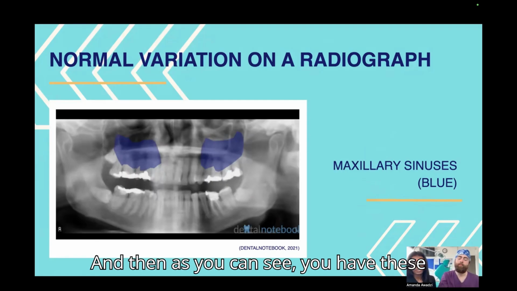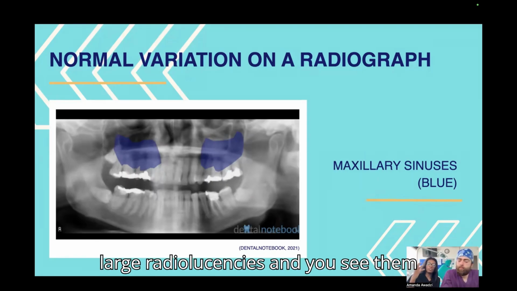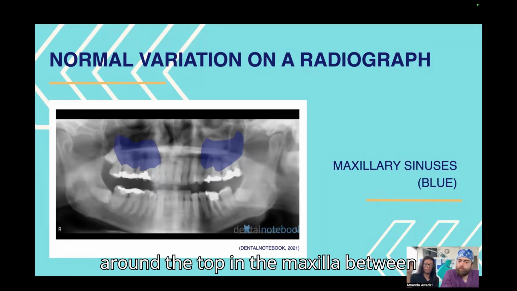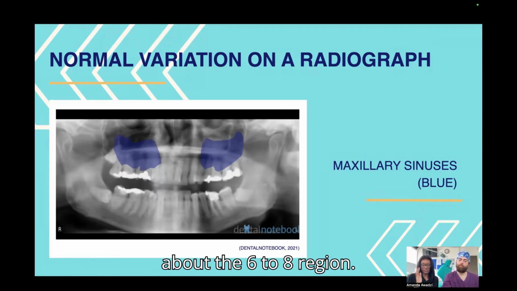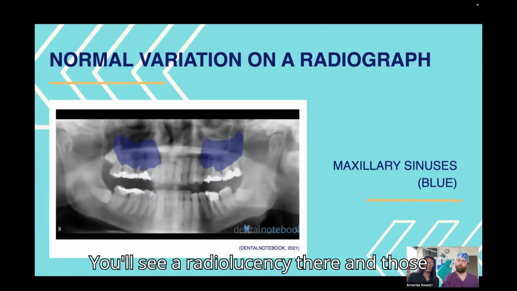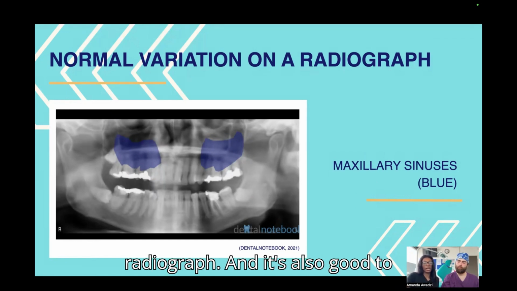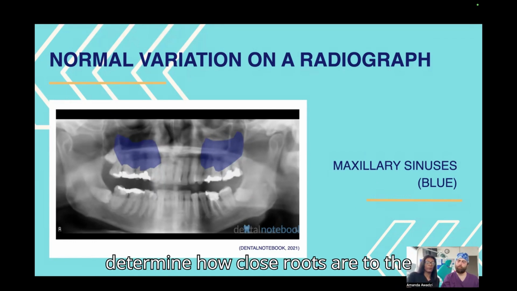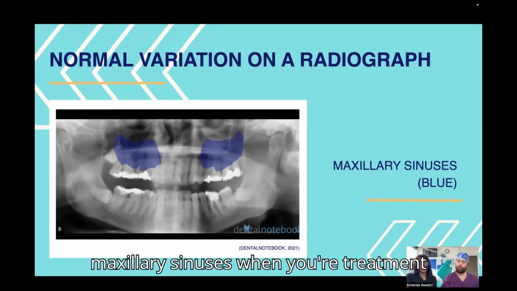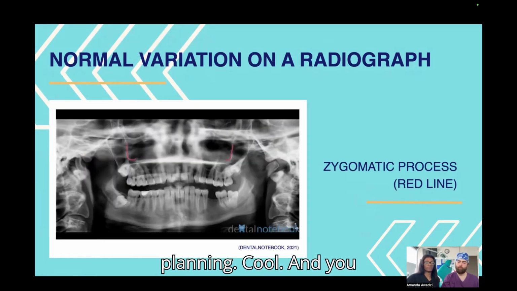And then you have these large radiolucencies around the top in the maxilla, between about the 6 to 8 region. You'll see a radiolucency there, and those are your maxillary sinuses. Again, completely normal variation on a radiograph. And it's also good to determine how close roots are to the maxillary sinuses when you're treatment planning.